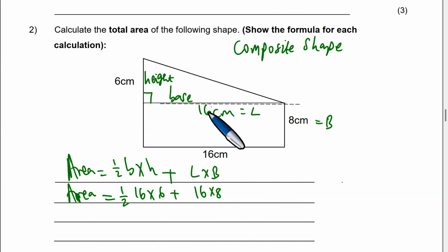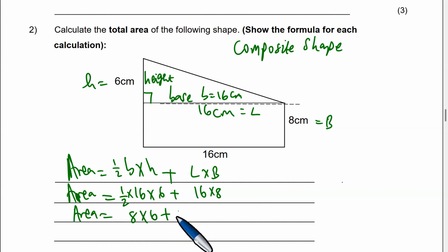So right here, the base is 16, and the height is 6. So the area: half of 16 is what? That's 8. Half of 16 is 8, by 6, plus 16 by 8. What is 8 by 6? 48. 48 plus 16 by 8, so around 128.